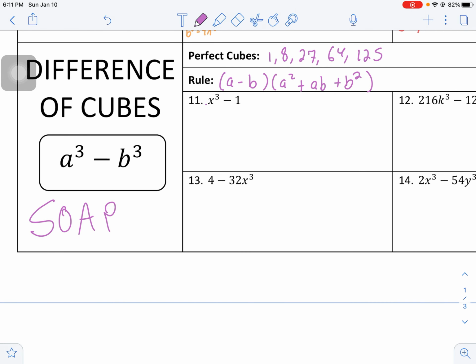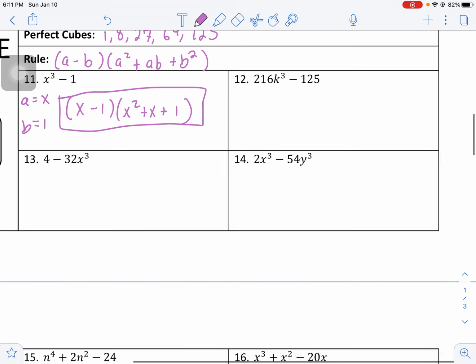So let's take a look at it. We have the cube root of x cubed and the cube root of 1, so that's a is x, b is 1. So then let's fill in from there. x minus 1 times x squared plus x this time because it is the same sign, and then always positive, so plus 1 at the end as well.